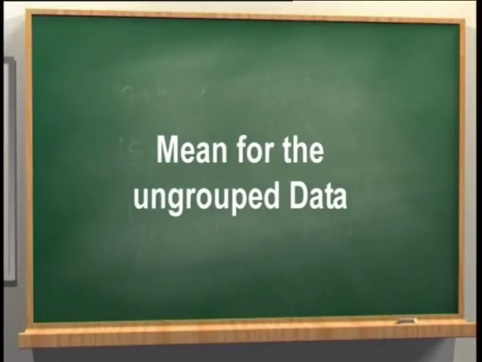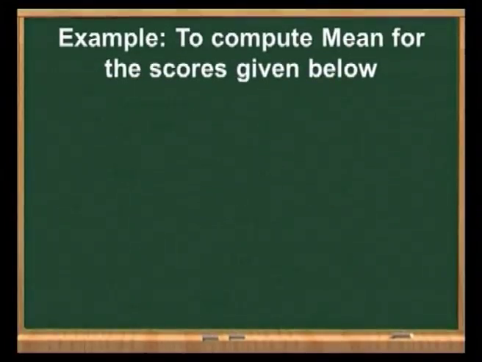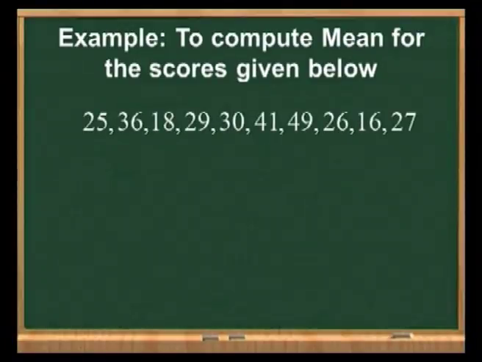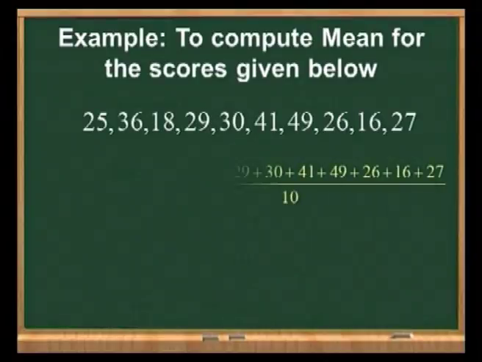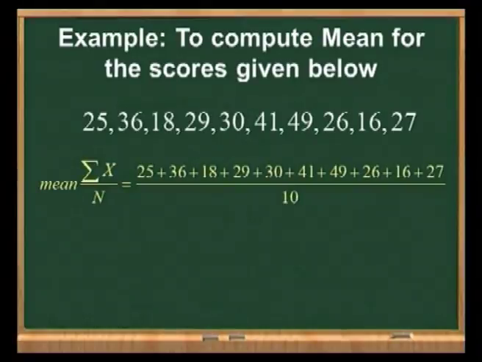Let's now calculate the mean for ungrouped data. When raw data are given, the mean is computed by adding all the individual values and dividing by the total number. Let's look at an example. Let's compute the mean for the scores given below. The scores are 25, 36, 18, 29, 30, 41, 49, 26, 16 and 27. Mean is calculated by sigma x by n, that is, sum up all the individual values and divide it by n, where the size n is 10.